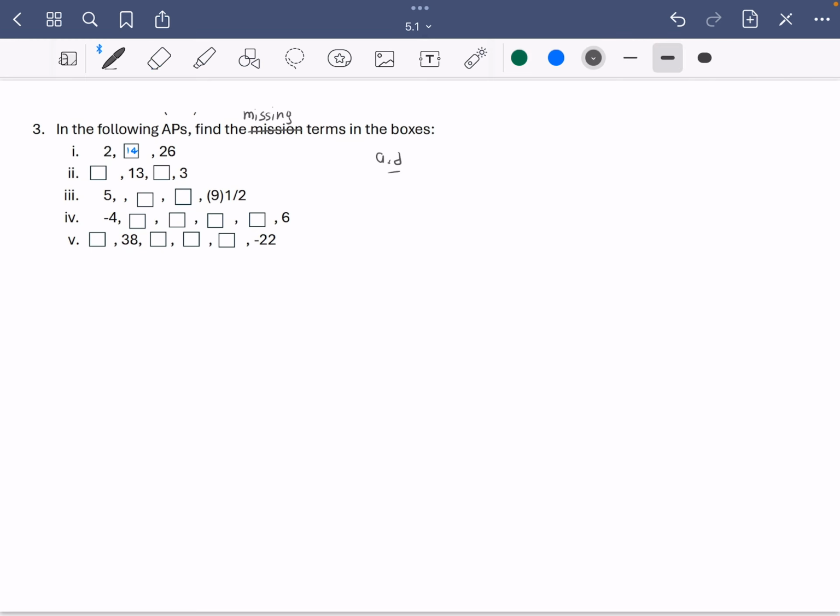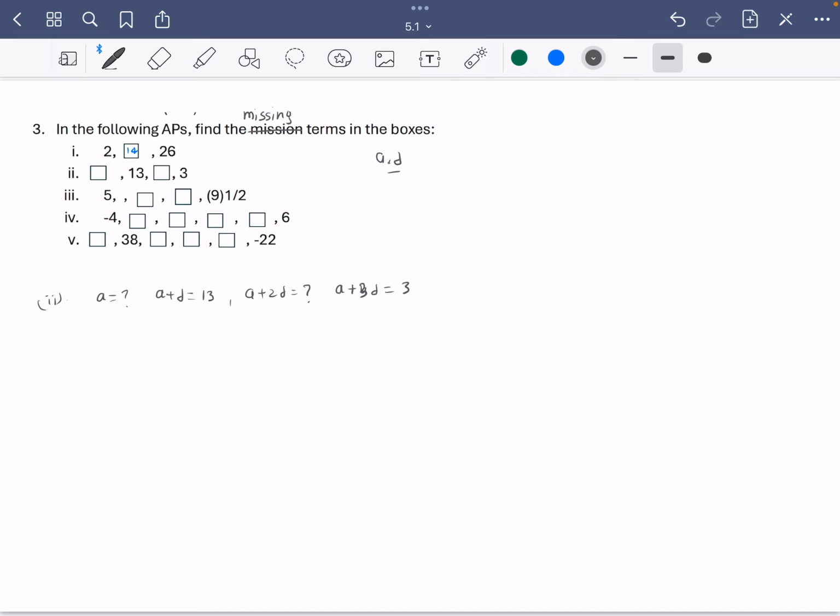Next question, it's a box, so it is going to be a. Second question, first term is going to be a, we do not know that. Second term, that is a plus d, is going to be 13. Then we do not know the third term, that is a plus 2d. Then the fourth term, a plus 3d, is 3.